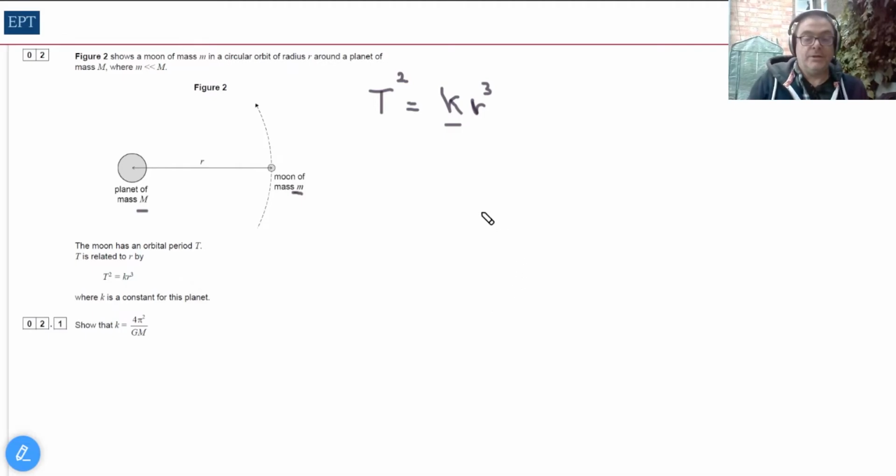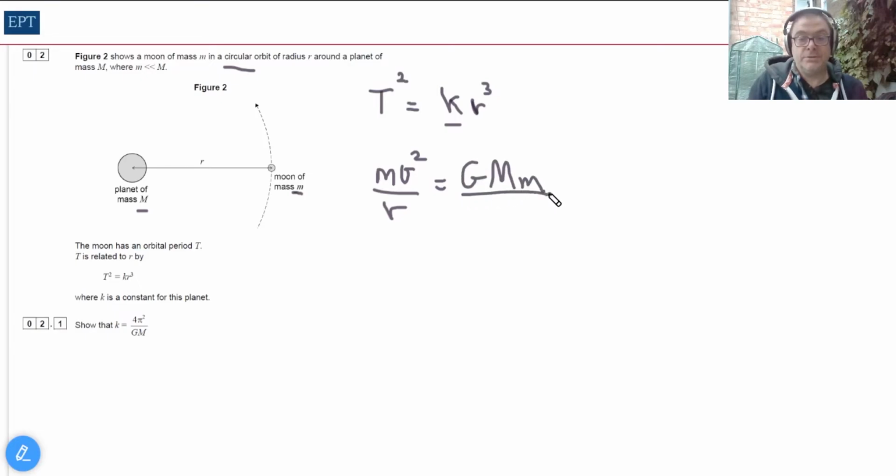So we know that this moon is going to be going in a circular orbit, it tells us that. So we can therefore assume that the centripetal force on that moon is going to be mv squared over r, which is going to be equal to the gravitational attraction between the two masses, which is this. So now we can do some algebra. We get rid of those m's, get rid of that r, cross out that square.